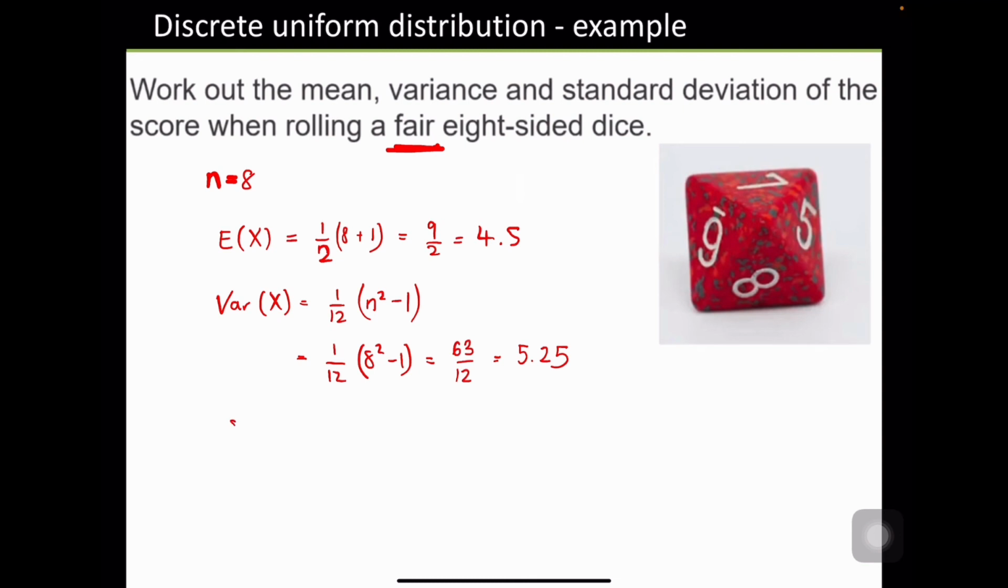And the standard deviation, we use the sigma symbol, of course, for standard deviation, is the square root of 5.25, which is, to 2 decimal places, 2.29.